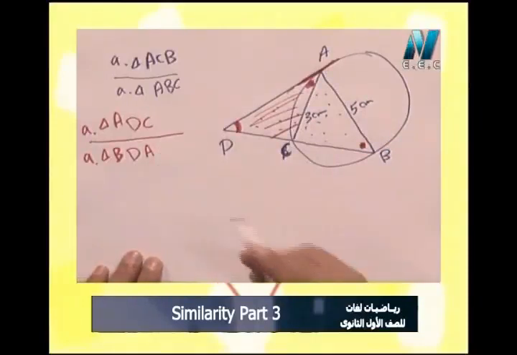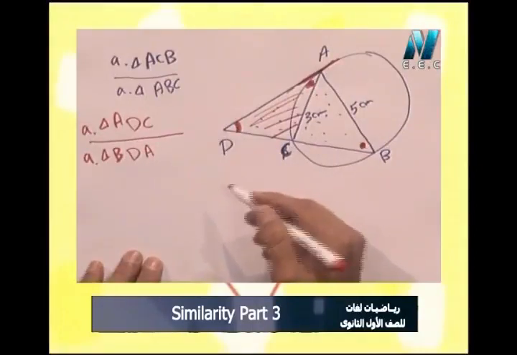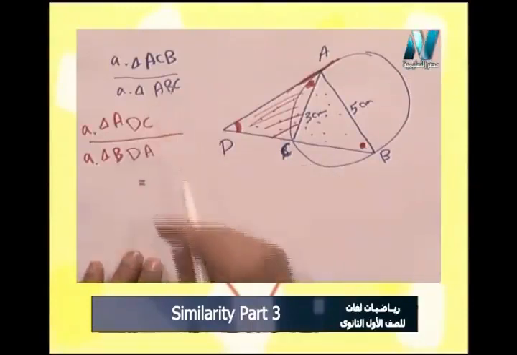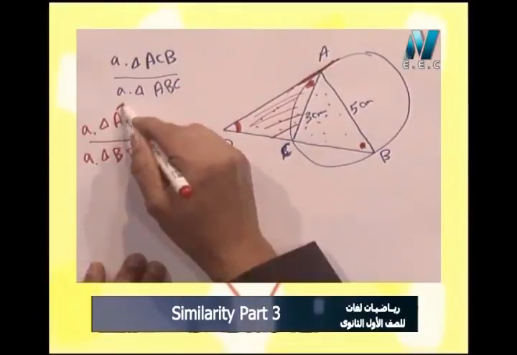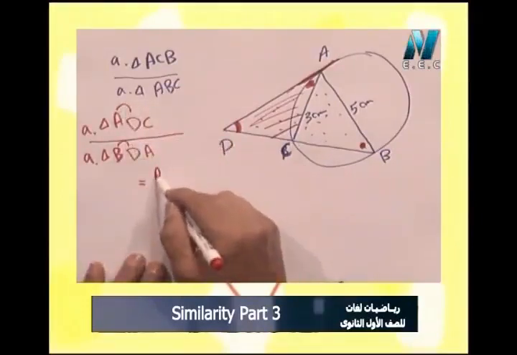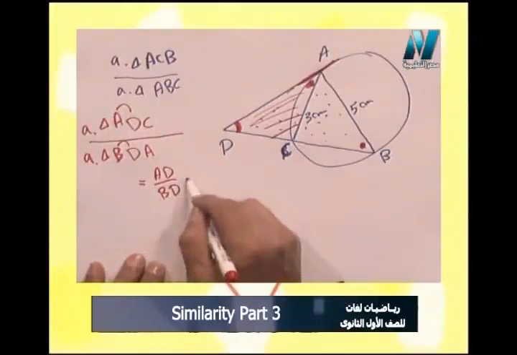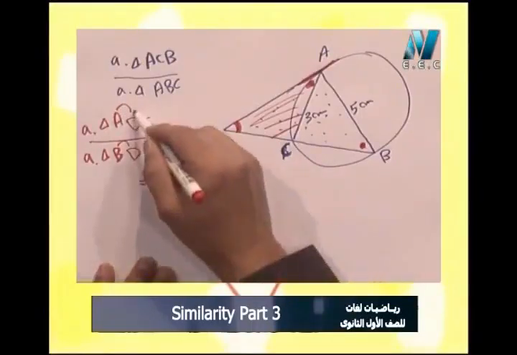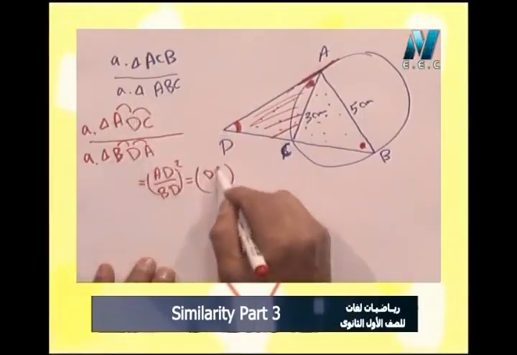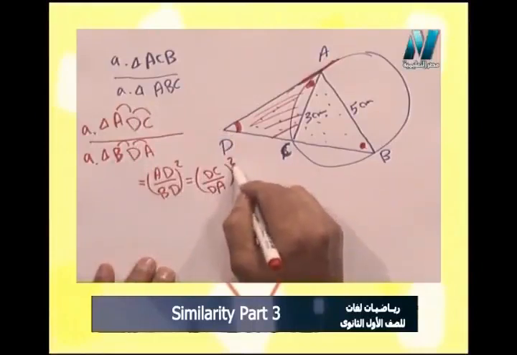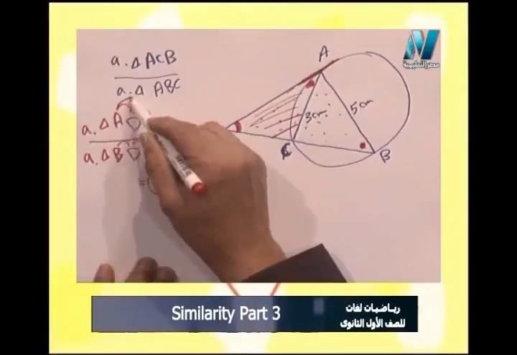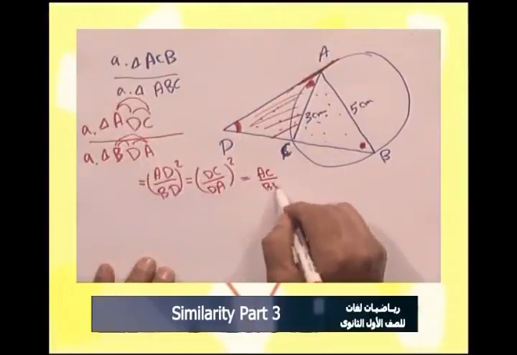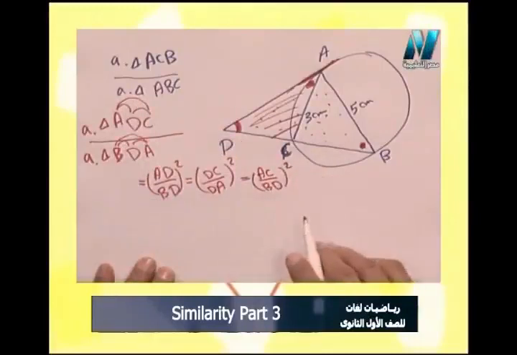Okay. If you want to find out any ratio between them, we will find that the area ratio equals the first ratio, AD over BD. But don't forget it's power 2. And we have another ratio, DC over DA. Don't forget it's power 2. And the final ratio, AC over BD. And don't forget also it's power 2.